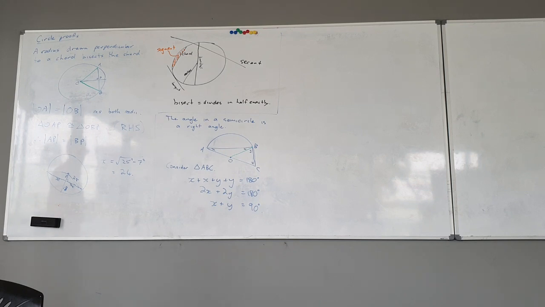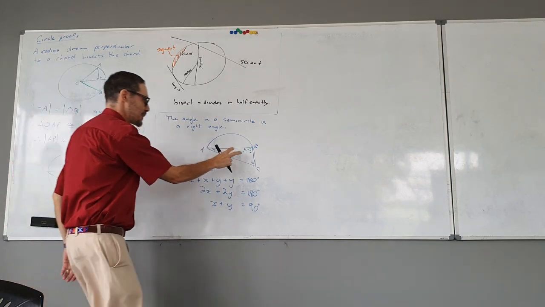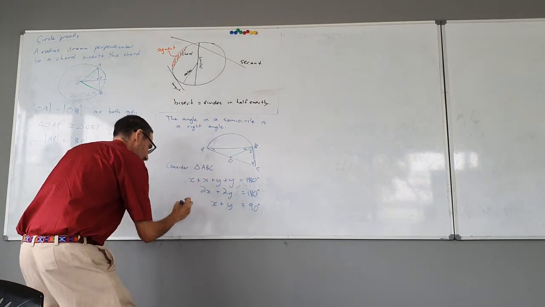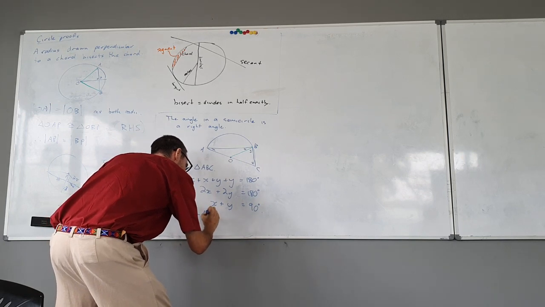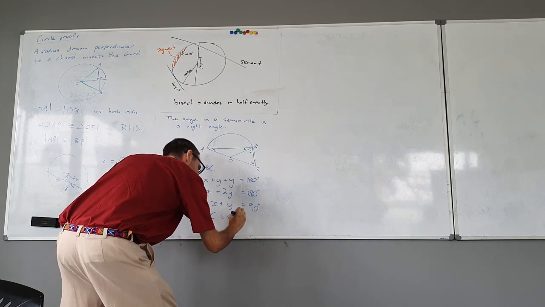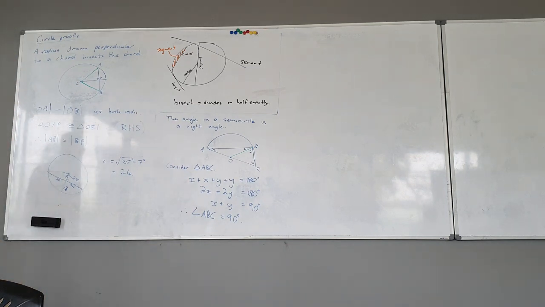So we don't even have to do the other ones. It's done. Wait a minute. X plus y is the angle I was interested in. Therefore, angle ABC must be 90 degrees. And we have proven that an angle in a semicircle has to be a right angle.